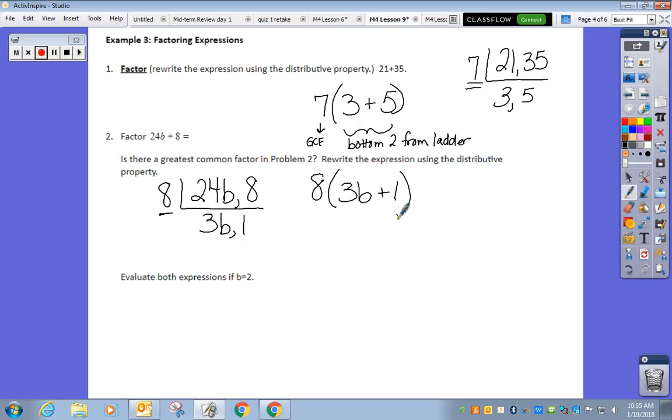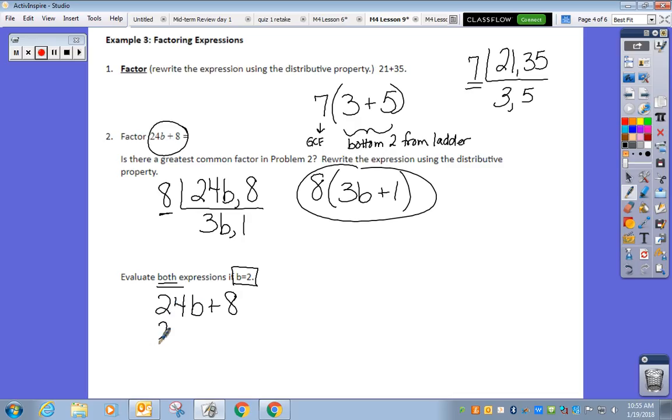Now it's asking us to evaluate both expressions if b is equal to 2. By both expressions, they mean the original and the one that we just did. So for the original, I'm going to put 24b plus 8. I am going to replace the b with the 2. Don't forget that you should expand this. So I would write 24 times b plus 8 to make sure that I'm doing it completely correctly. After I've expanded this, I'm going to replace the b with the number 2.